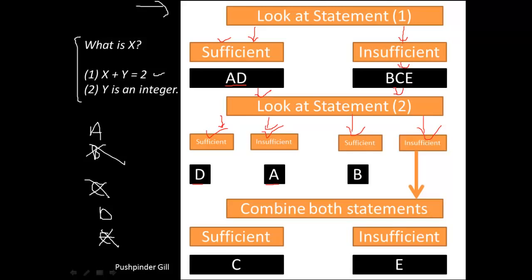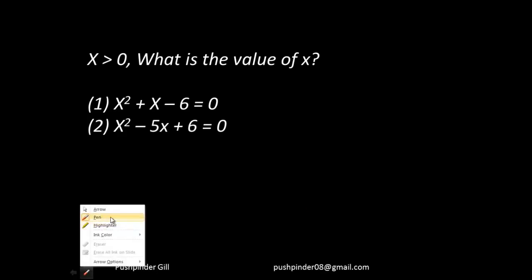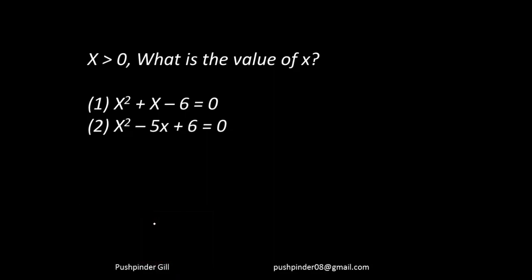Statement 1 is insufficient, statement 2 is insufficient. You try to combine both the statements. Then again, if you're able to get the answer while combining both of them, your answer is C. If you're not able to get the answer by combining both of them, your answer is E. So this is the basic premise of a data sufficiency question. Now let's try to apply that in our questions as well. You have to do this question this way only.